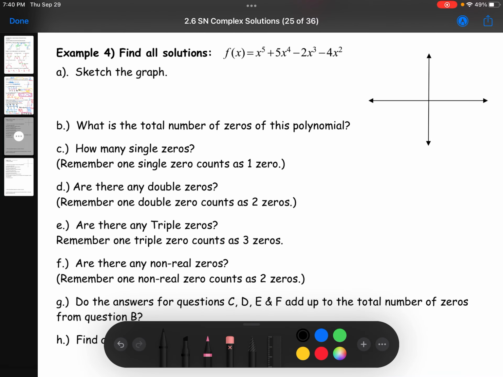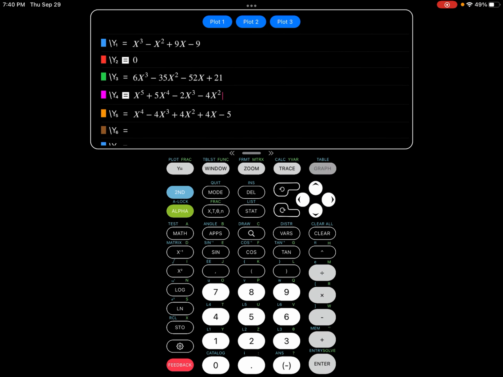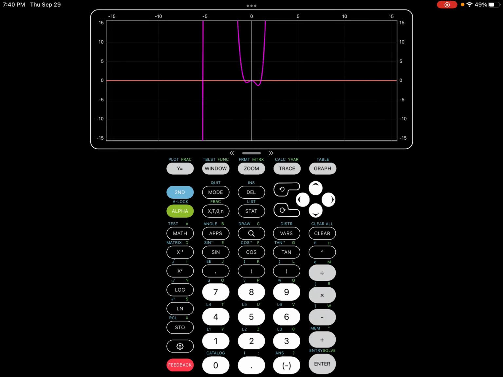Why do I feel like something's missing in that equation? Maybe not. Nope, we're good. So when we go to graph this equation, we see lots of curves, especially really close to the y-axis, really close to the middle there.